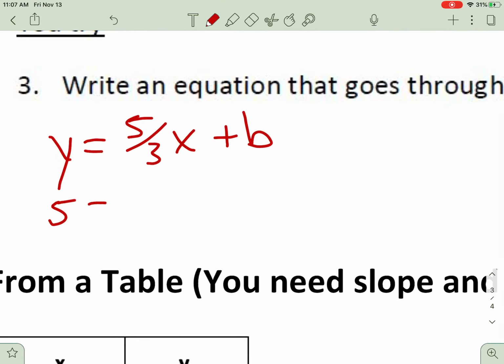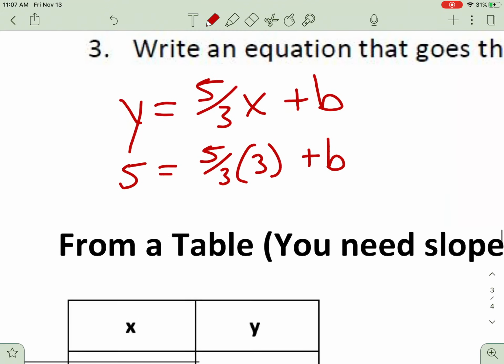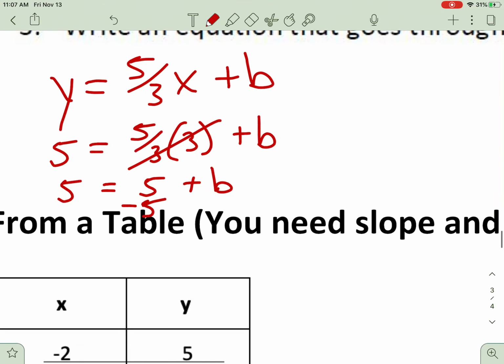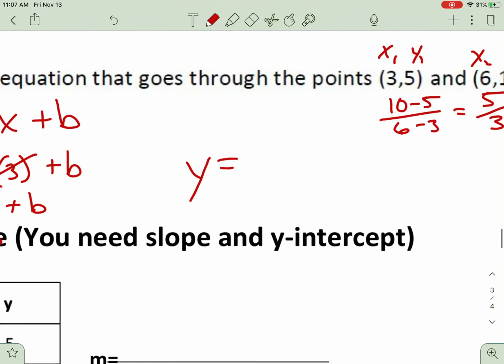So 5 was our y value in that ordered pair, the first one I chose. 3 was our x value. Okay, so I have 5 equals 5/3 times 3. Well, this cancels, so that gives me 5. All right, subtract 5 from both sides. That gives me 0 equals b. All right, so our equation is y equals 5/3 x plus 0, or just simply 5/3 x. Done.